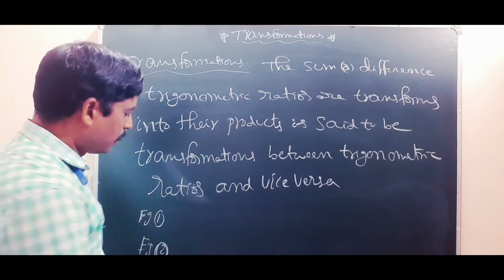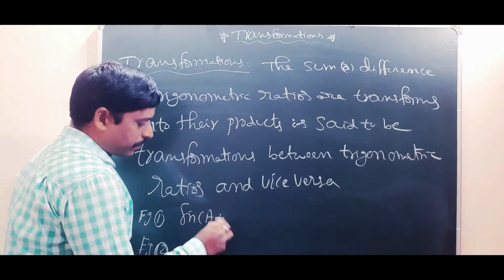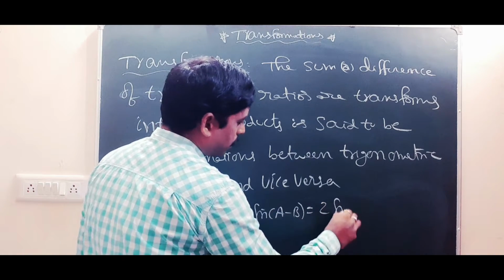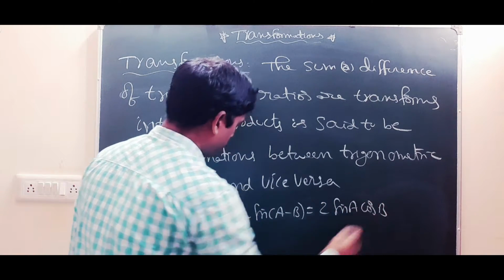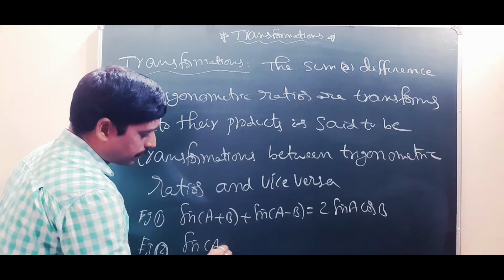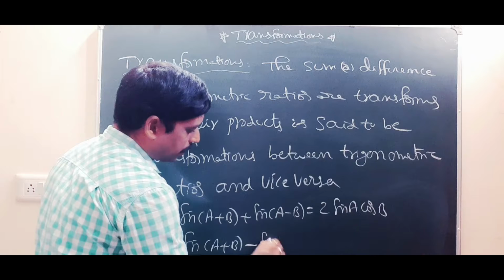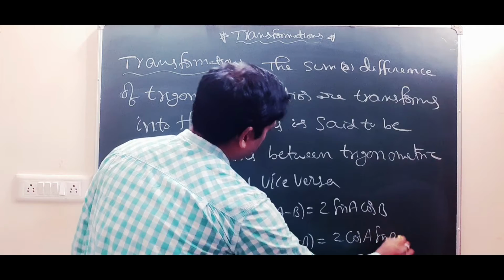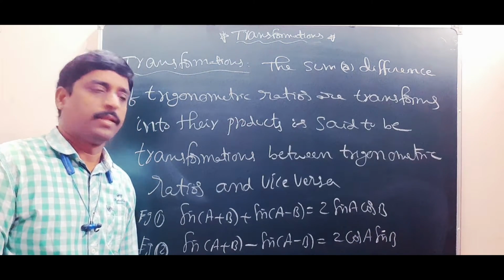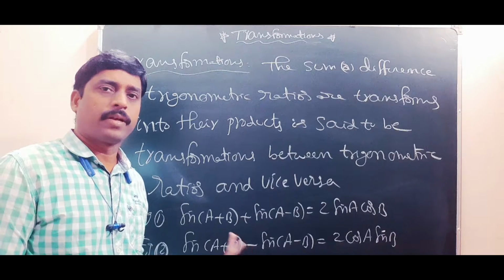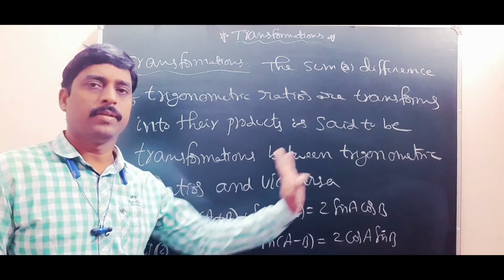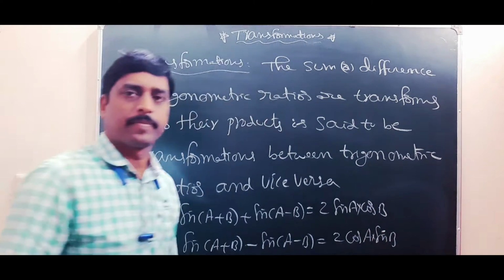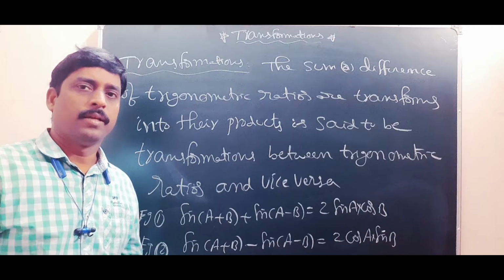Okay, I give one example. Sin(A+B) + sin(A-B) = 2 sin A cos B. Sin(A+B) - sin(A-B) = 2 cos A sin B. So what is transformations? The sum or difference of trigonometric ratios transforms into their products, 2 sin A cos B, 2 cos A sin B. Okay, this is said to be transformations.